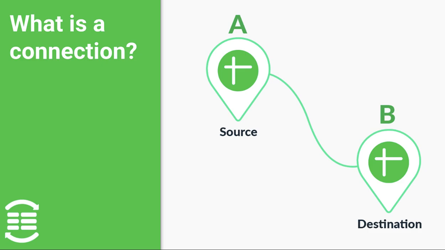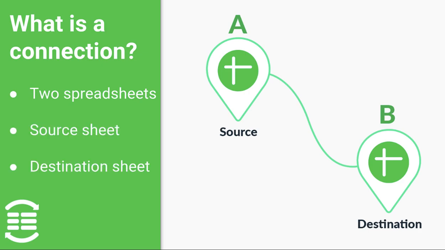You are here because you probably have a lot of manual work on your spreadsheets. Let's make a change. Sheetgo will help you automate all of your workflows by connecting your spreadsheets. But what exactly is a connection? It is a connection made between two different spreadsheets. You have a source spreadsheet and a destination spreadsheet.